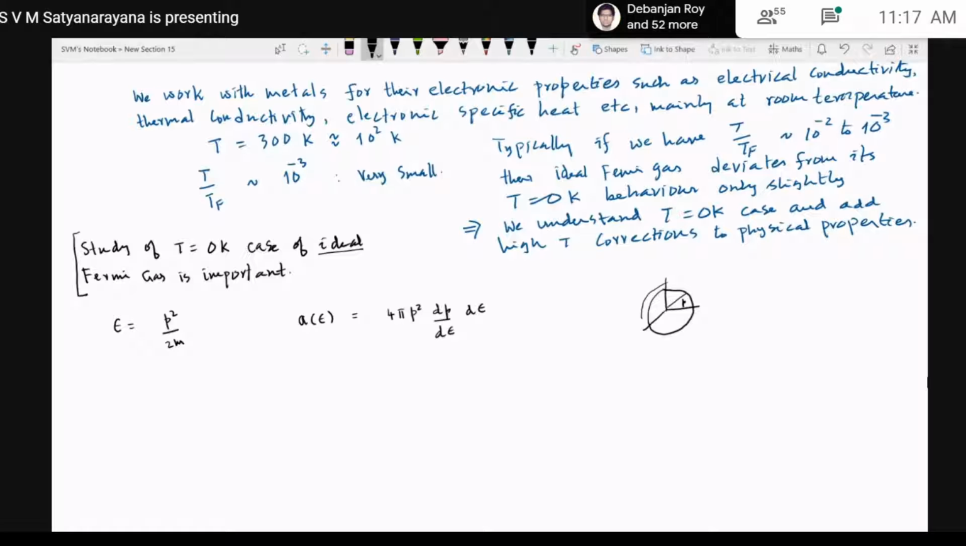and there is another sphere of radius p plus dp, and the volume of this annular region is given by 4 pi p square dp. Okay, and let's say that this entire thing is in some volume V. So we can say that there is a volume associated with that, and then I want them to be discrete, so I divide this by h cube.